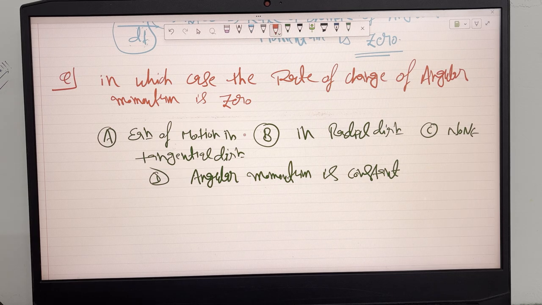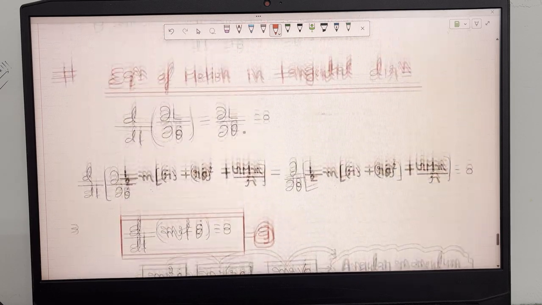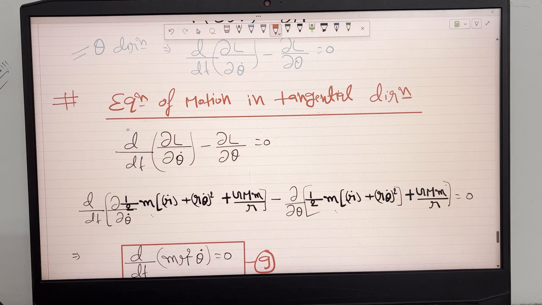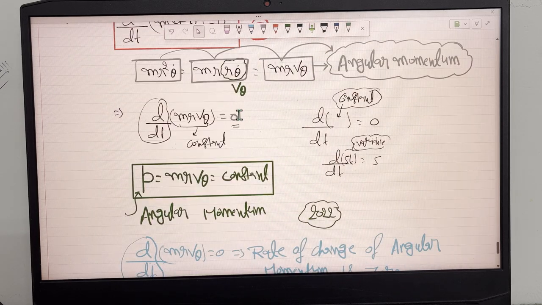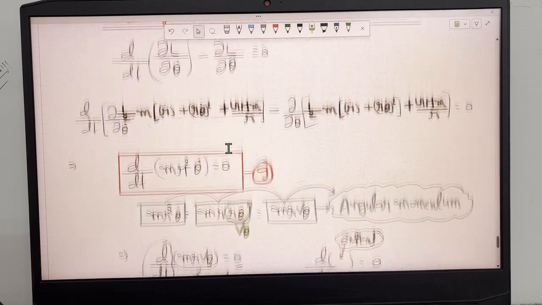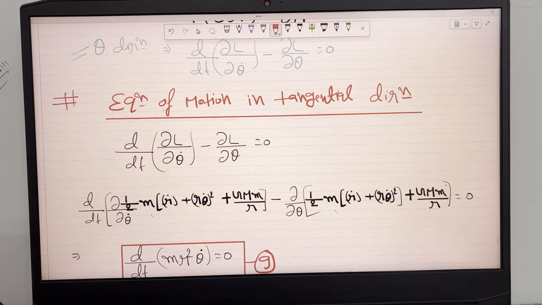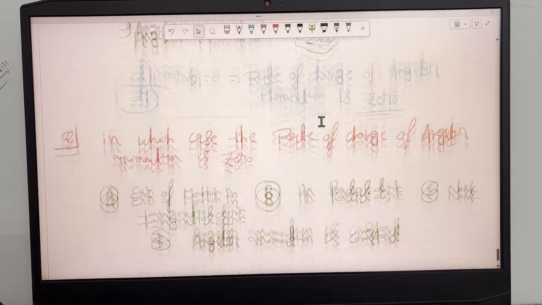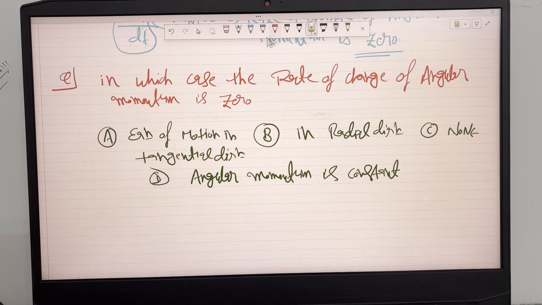So if you remember this key, we are deriving that angular momentum is constant, or the rate of change of angular momentum is 0, in which case you are deriving from this equation of motion in tangential direction. So if you remember this, then you can take your own 1 mark. So the option is the first, that is your equation of motion in tangential direction. Understand? So they can ask questions like this 1 mark question.